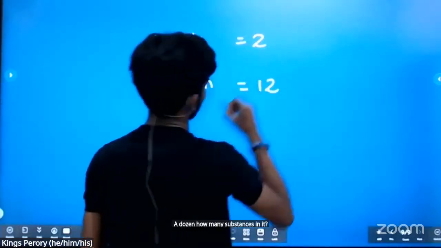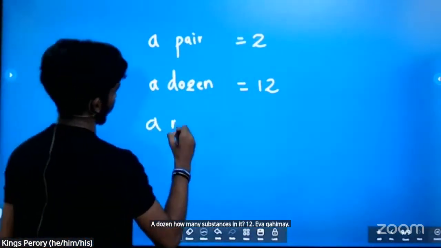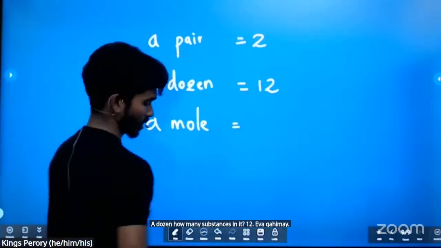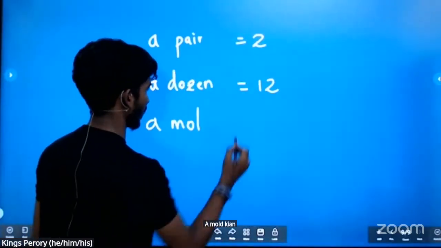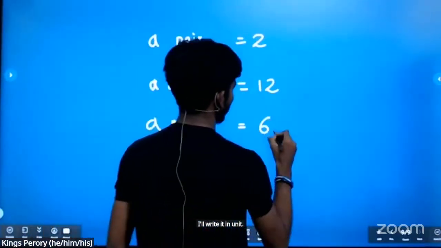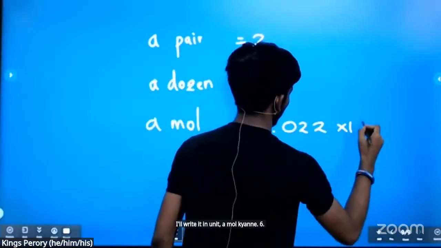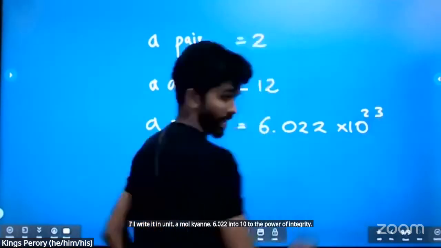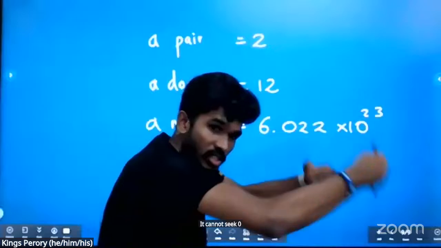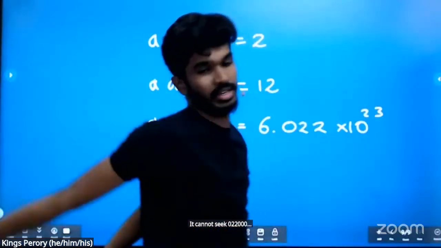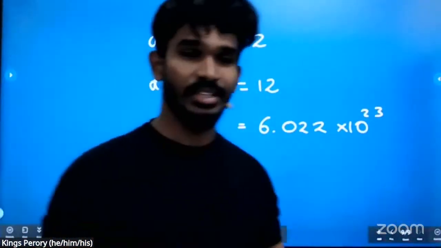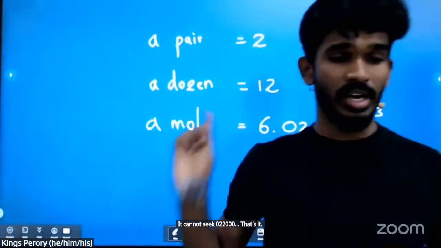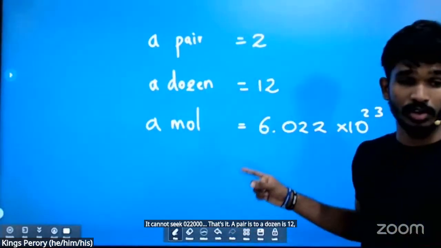12. A mole is like that too. I'll write it in units. A mole is 6.022 into 10 to the power 23. That's it. A pair is 2, a dozen is 12, a mole is 6.022 into 10 to the power 23.